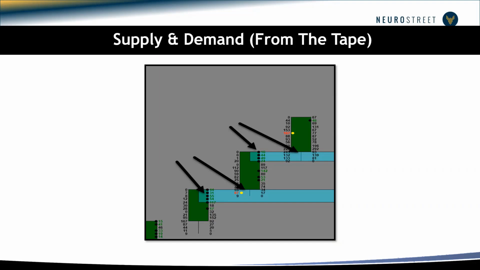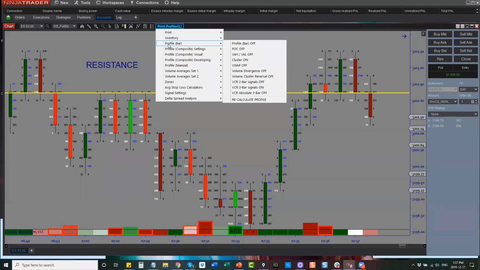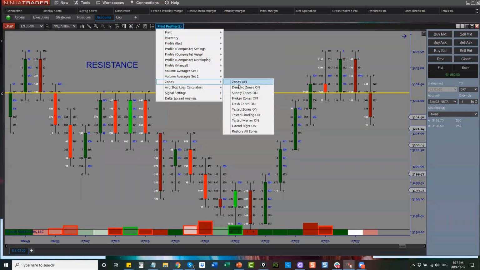So let me go into the charts for a second and start turning some features on here. We have a zone section, and there might be some broken levels in here. Take a look down here. These are broken zones that were created from prior levels of supply or demand.